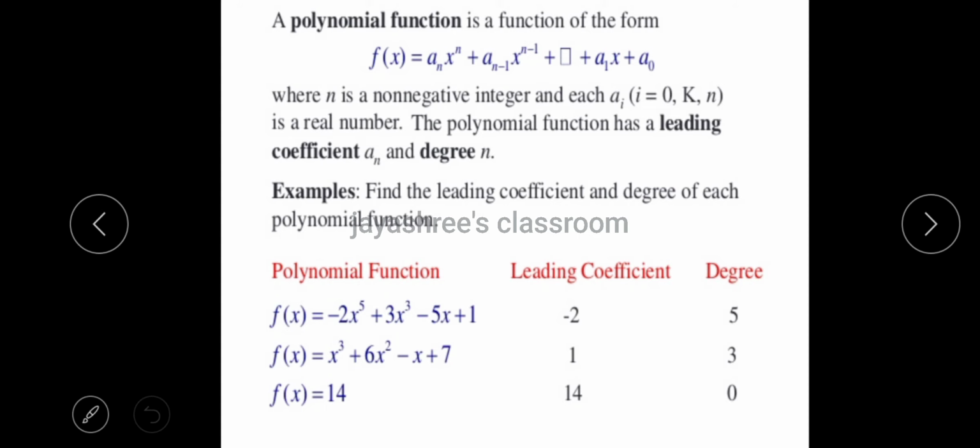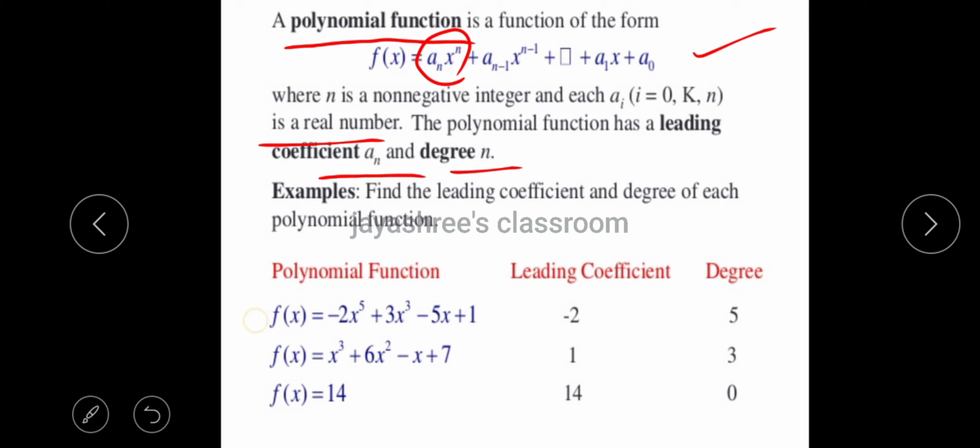Now, polynomial functions. Polynomial functions play an important role everywhere in mathematics as well as in other subjects. A polynomial function is a function of the form f of x is equal to a_n x raised to n plus a_(n-1) x raised to n minus 1 plus etc., plus a_1 x plus a_0. This is of degree n. n is a non-negative integer and each coefficient a_i, that is a_1, a_2, etc., a_n, is a real number. The polynomial function has a leading coefficient a_n and degree n.